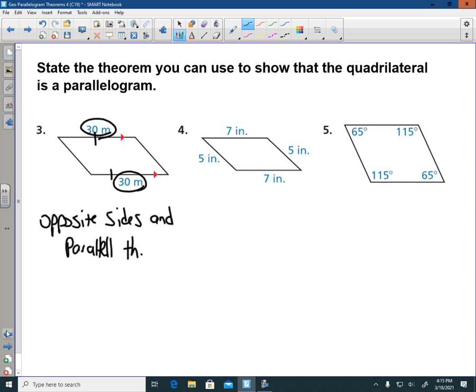Number 4. It looks like what we have here is a quadrilateral, a 4-sided shape. What we know is that 7 inches is the same as 7 inches, and so those are congruent to one another. 5 is also congruent to 5, and so we have the opposite sides of a quadrilateral congruent to one another, which means that this quadrilateral is a parallelogram. This is the opposite sides converse theorem.